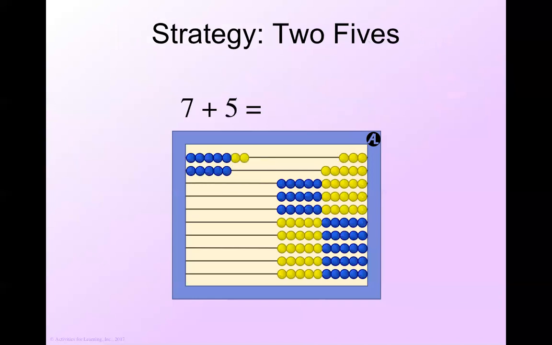Okay, 7 and 5. I mean, you can just see it. You see 10 and 2. 12.